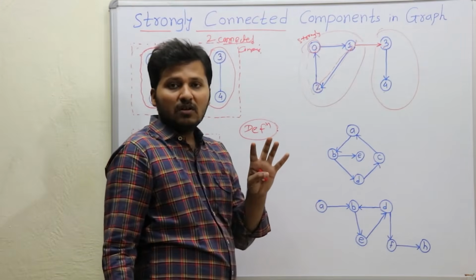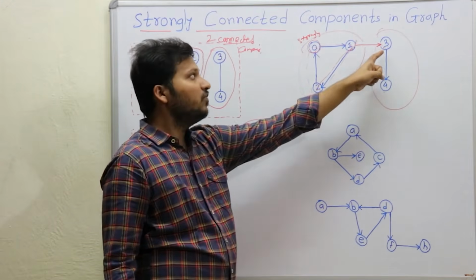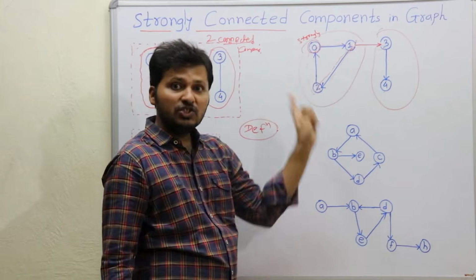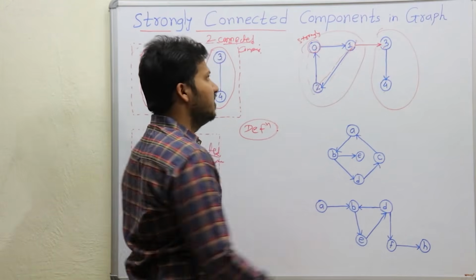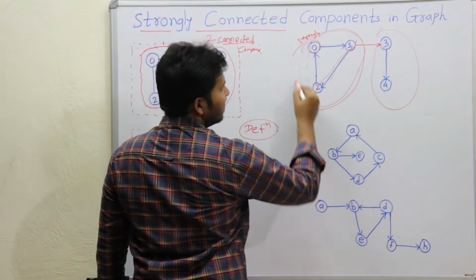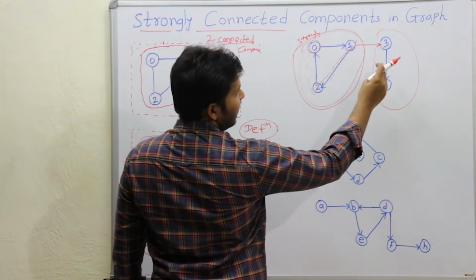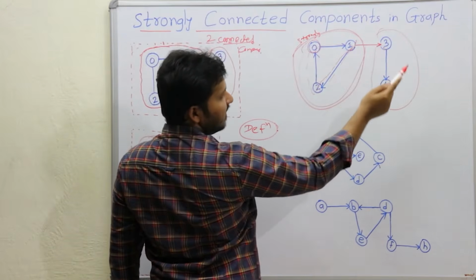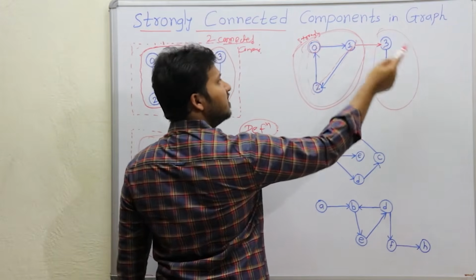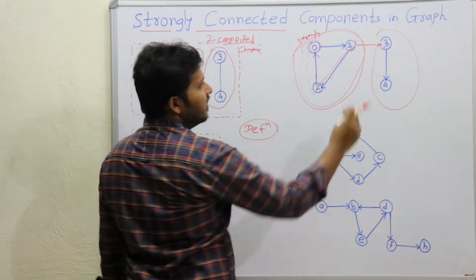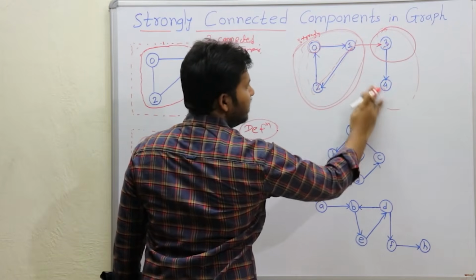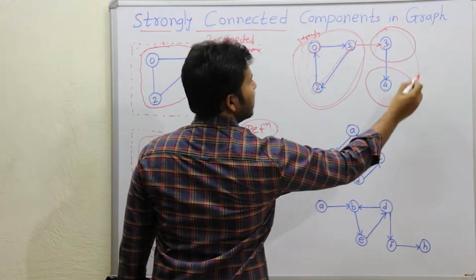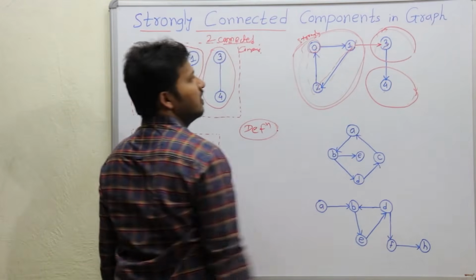And what is our definition? It says that every vertex can reach every other vertex. Then only it makes a connected component. So in this graph, this is one connected component. And see, 3 can reach 4, but 4 cannot reach 3. Correct? It means 3 is a separate component and 4 is a separate component.